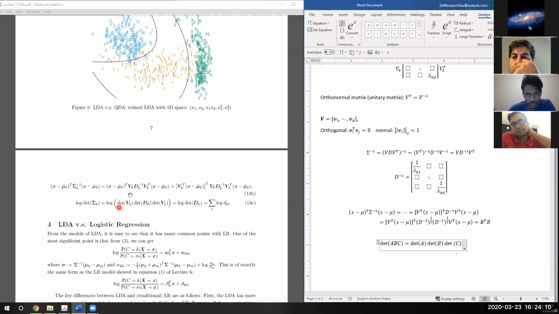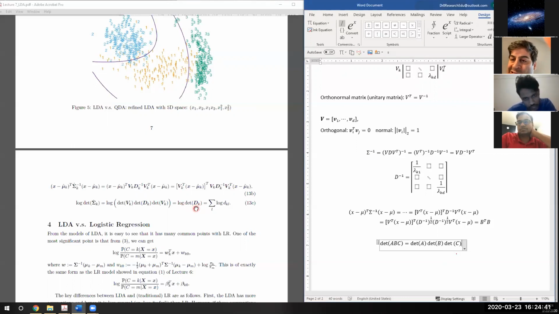And since V is an orthonormal matrix, the determinant of that equals 1, okay? Yes, I can claim it. So this item is gone. This item is gone. And finally, I only have this item. So that I directly have this one equal to the log determinant of delta of D K.